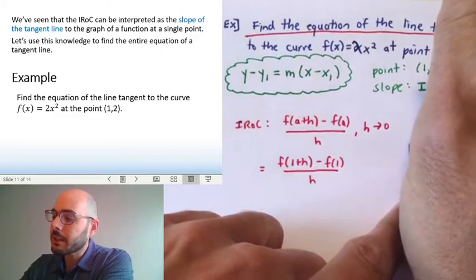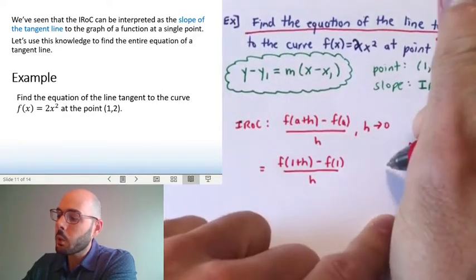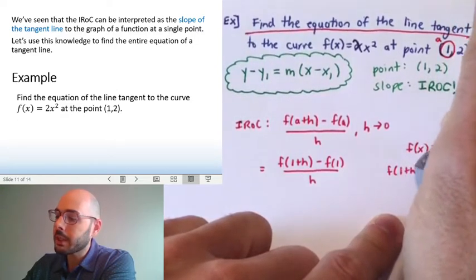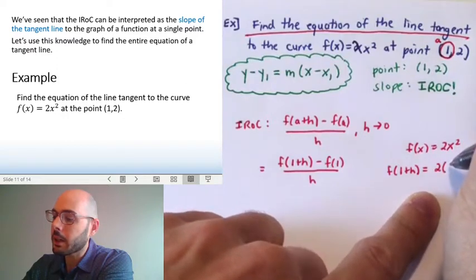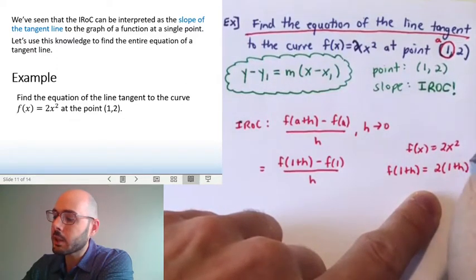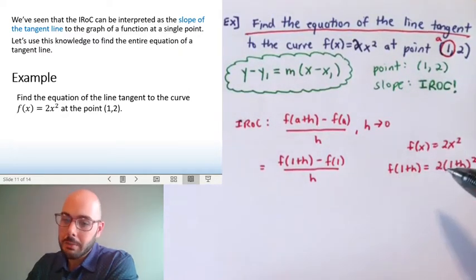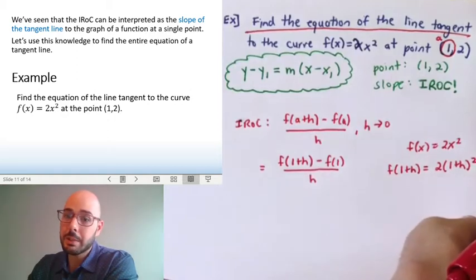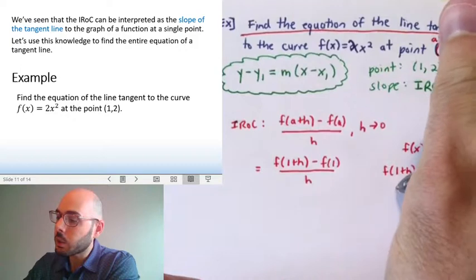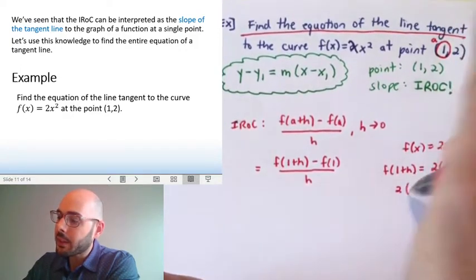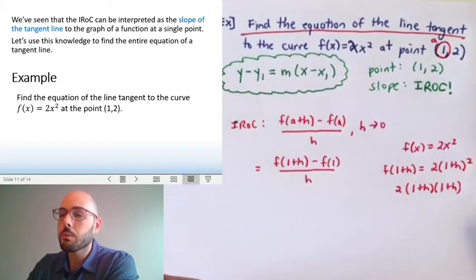Now we need to simplify this a little bit. So f of x is 2x squared. We need to figure out what f of 1 plus h is. What we'll need to do is replace x in our equation with a 1 plus h. Make sure you're doing that in parentheses. So f of 1 plus h is really 2 times 1 plus h squared. You will need to simplify this, so I'll go ahead and do this right now. So to simplify this, you'll want to keep the 2, and then you'll have to FOIL out 1 plus h squared. So I'm rewriting it like this.